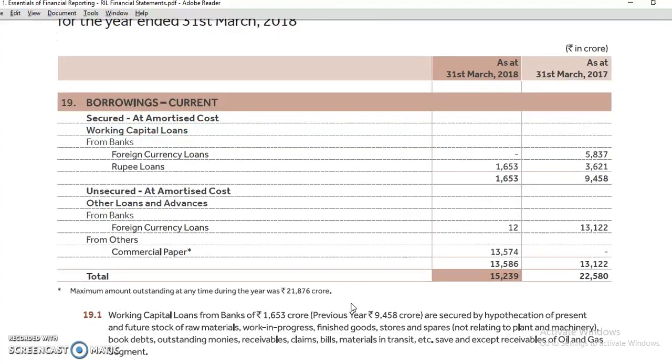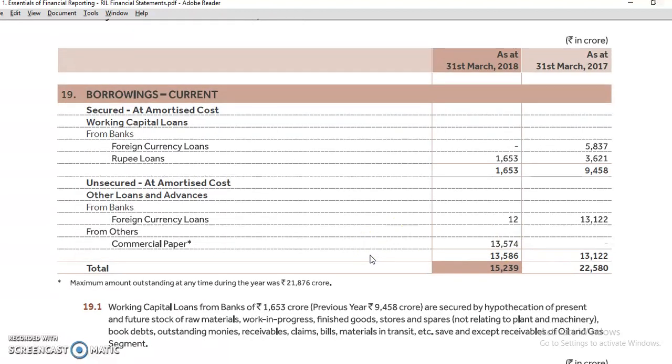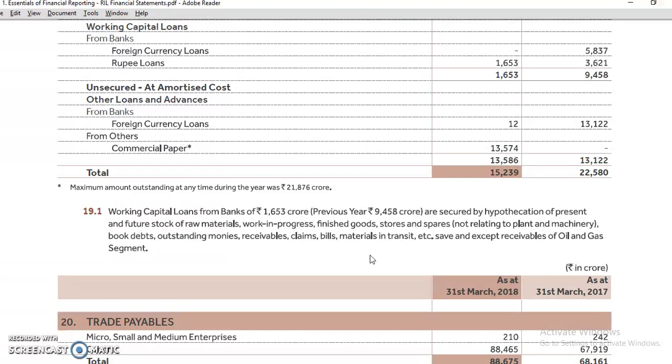Now we are looking at the current liabilities. The company has secured borrowings, which they expect to repay within 12 months: rupee loans, foreign currency loans from banks, and some unsecured loans from banks and from others, meaning commercial papers. What does commercial paper mean? They have launched a commercial paper to get loans from the public or from financial institutions. There's no detail in the financial statements about how they use this commercial paper. Most of the information you can get from the cash flow statements, which we'll be looking at in the next section.